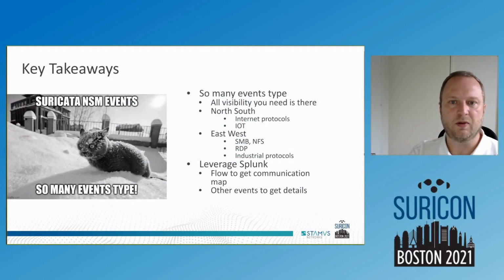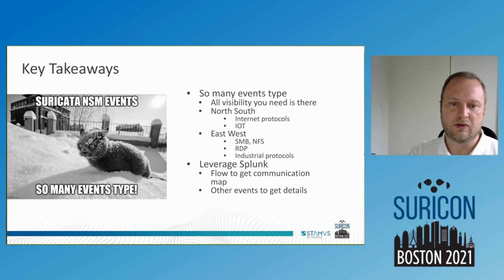So what are the key takeaways of this network security monitoring dashboard on the usage of network security monitoring data inside Splunk? We have a lot of event types that cover a really broad spectrum of what we can see in an organization. We've got the north-south traffic with internet protocol and IoT, and we got the east-west with SMB, NFS, RDP, that I did not cover, but that is really interesting, and it came in Suricata 6. And we've got some other industrial protocols that we can find in the east-west traffic.